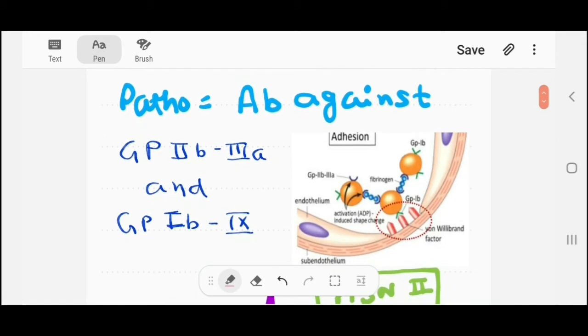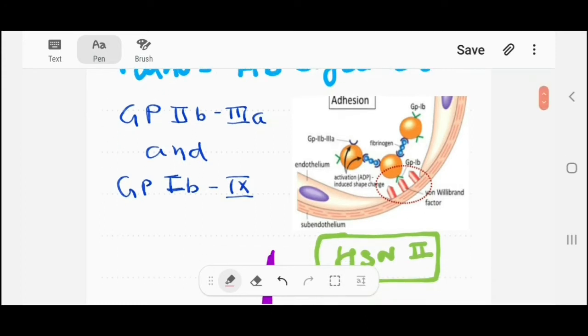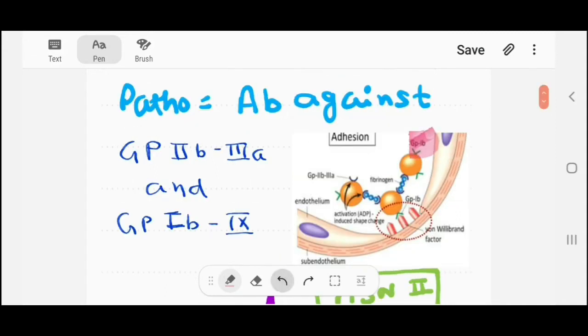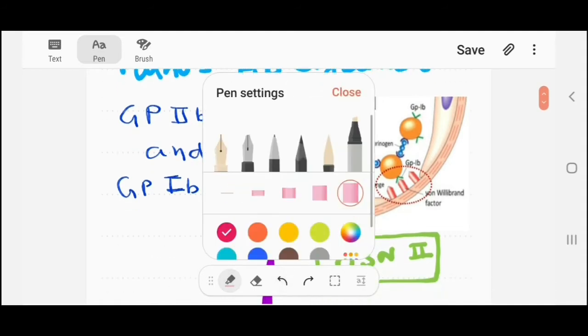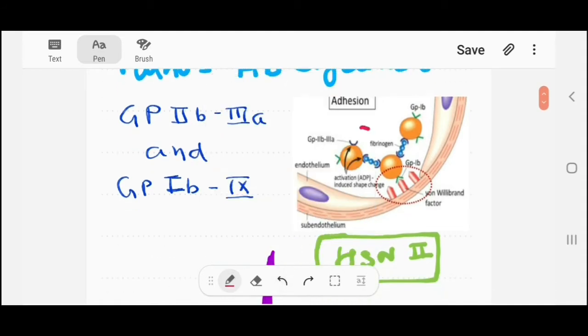In this, there is antibody against GP2B3A and GP1B9 factors. So what are these? Look at this diagram, guys. This is the platelet, and this is the factor GP1B9, and this is the GP2B3A, which is the black color, and the green color is the GP1B9 factor.